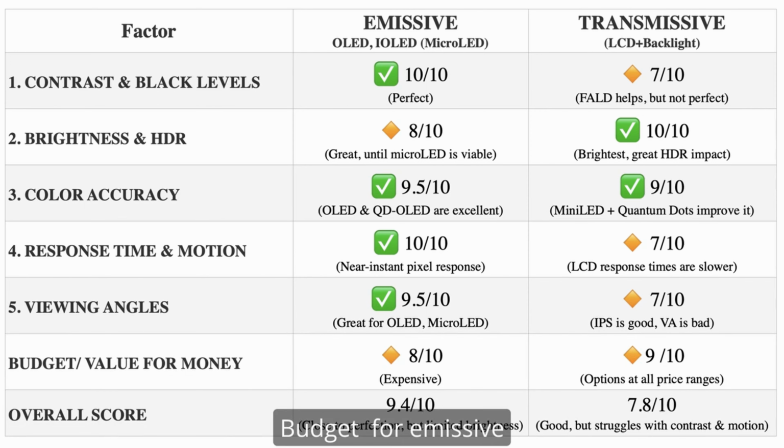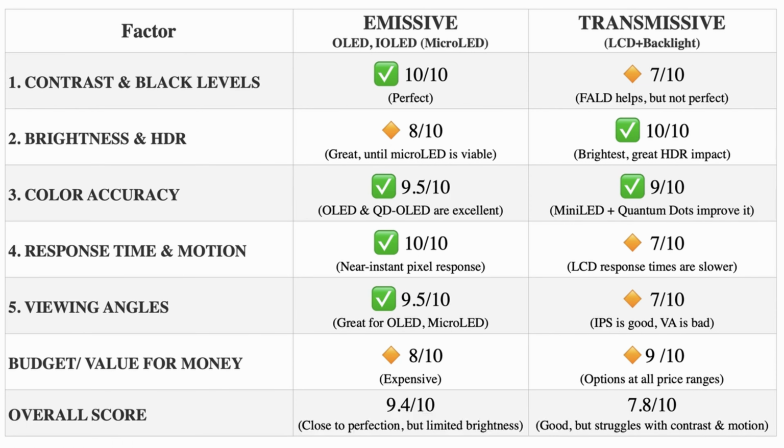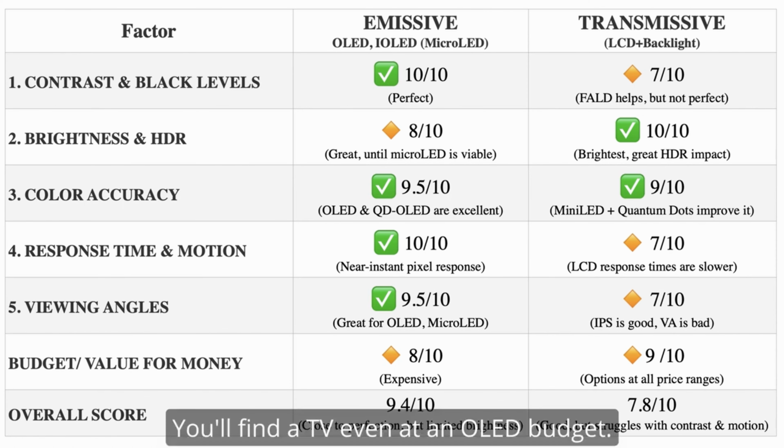Budget: for emissive displays, you need to have a high budget. They are expensive to manufacture. They do need an investment. Transmissive displays, on the other hand, are available at every budget. You'll find a TV even at an OLED budget.